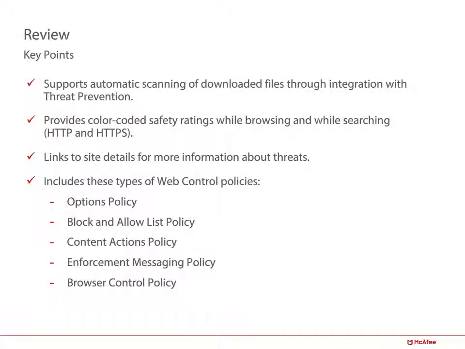The key points to remember are that the web control product supports automatic scanning of downloadable files through integration with threat prevention. It provides the color-coded safety ratings while browsing and while searching HTTP and HTTPS. It also provides links to site details for more information about the threats, and it includes these types of web control policies: the options policy, the block and allow list policy, the content actions policy, the enforcement messaging policy, and the browser control policy.